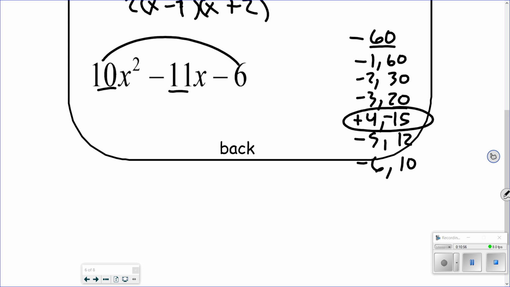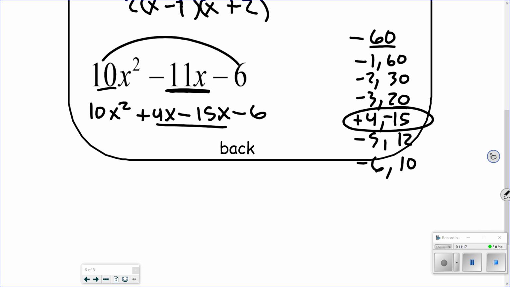Okay, now we make this into a grouping problem. So the way we do that is I go 10x squared plus 4x minus 15x minus 6. So all I did is I replaced that minus 11x in the middle with those two numbers that I found. Make sure you include an x with them. So I replaced the minus 11x with 4x minus 15x.